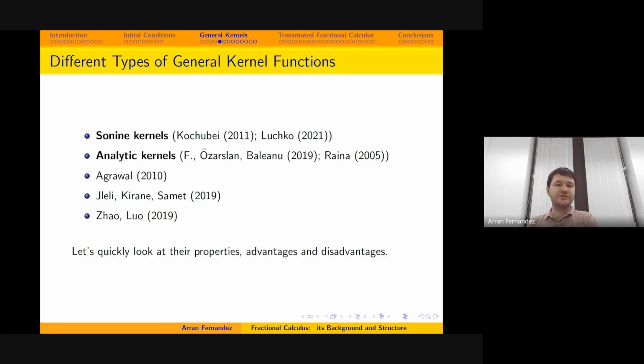So there are different types of general kernel functions. I'm going to show you briefly 5 proposed general kernel fractional integral operators. Each of them has some advantages, some disadvantages. I put in bold here the ones that have continued to be used the most since their definition. So Sonine kernels, started by Kochubey in 2011, continued by Luchko in 2021, and going on a lot after that. So there'll be many papers on Sonine kernels. Analytic kernels were defined by me with Aslan and Baleanu in 2019. We later discovered that essentially the same thing had appeared in 2005. And since then, this definition has been used quite a lot. The others, not so much. They were proposed, could be interesting, but people have not done much with them.